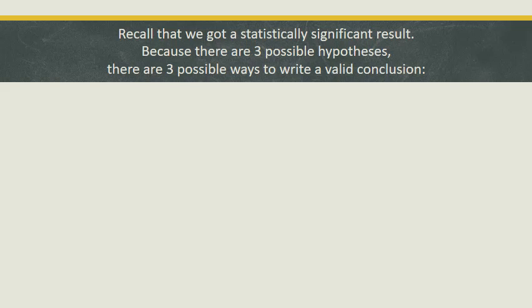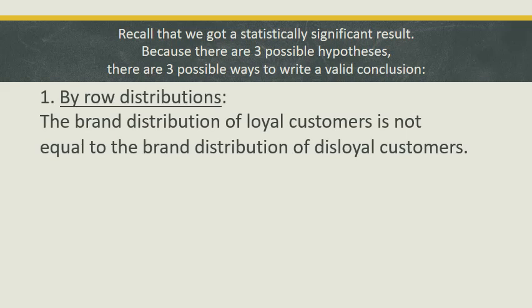With 3 different ways to express the null hypothesis, we have 3 ways to express the results. All 3 of them are mathematically equivalent. You just need to consider your audience and try to pick the one that helps them best understand the results. Remember that our chi-squared test resulted in a rejection, so here's how you explain that in plain English in 3 different ways. If you decide to use row distributions, then you could say something like, the car brand distribution of loyal customers is not the same as the car brand distribution of disloyal customers.